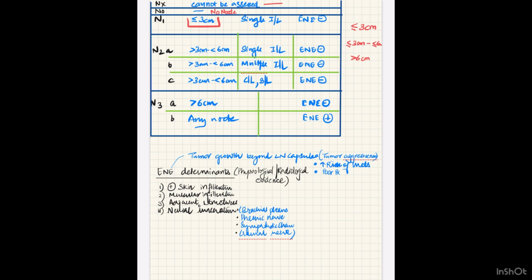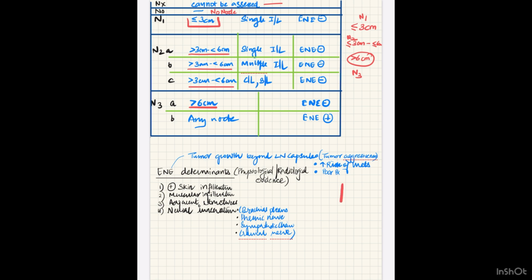N2A is divided into 3, but the number will be same. It will be more than 3 centimeter, but less than 6 centimeter. And N3 will be more than 6 centimeter. But N3 is also divided on the basis of extranodal extension that we'll discuss further. But N3, you have to remember it is more than 6 centimeter. So this one is our N3. This comes in N2 and this is our N1, okay, according to the size.